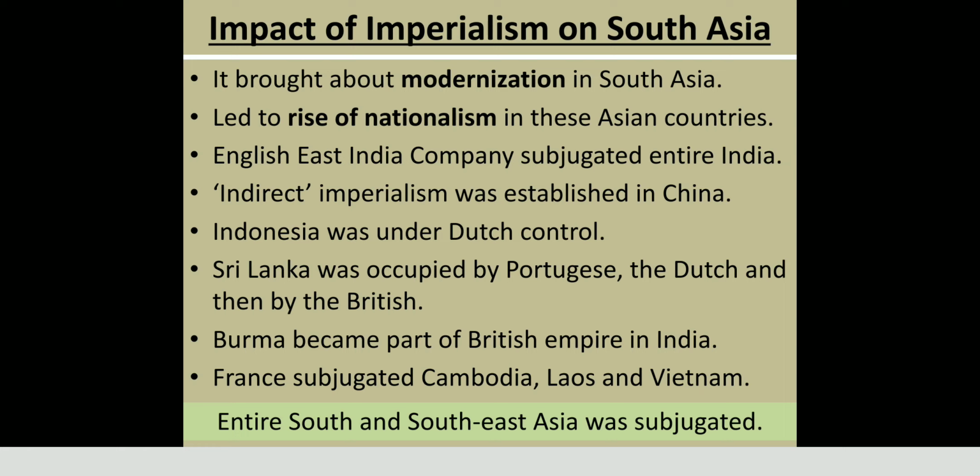Then we see that there was subjugation of South Asian nations. There was indirect imperialism in China. There was no direct political interference or control over China, but there was indirect control of trade and the economy, making economic benefits out of China. So there was an indirect imperialism there. Indonesia was under Dutch control. Sri Lanka was occupied by the Portuguese first, then the Dutch, and finally by the British. Burma, that is Myanmar, also became a part of the British Empire in India. France went on to gain control over Cambodia, Laos, and Vietnam. So these were the impacts of imperialism on South Asia.